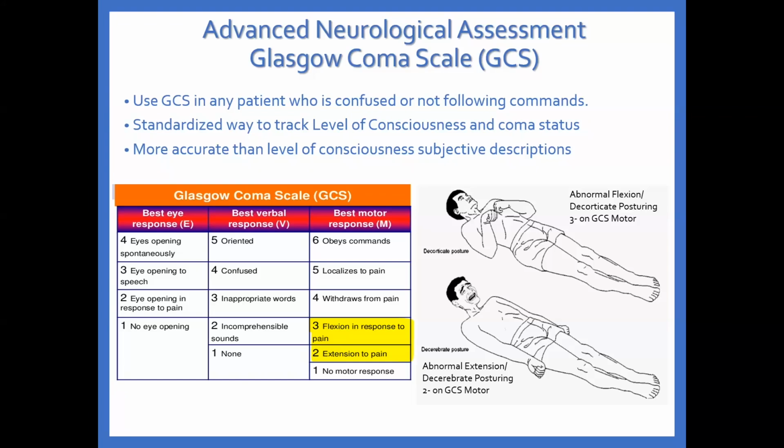So I went over here in a little bit, but obey commands, easy. Localized withdrawal, you do need to do something central to see if they try to reach for the pain source or not. If they're not reaching for the pain source at all, they're not doing anything, there are 2 abnormal responses that you will only see with severe brain injury, and those will be abnormal flexion and abnormal extension. They look exactly like this. These are brain stem reflexes.